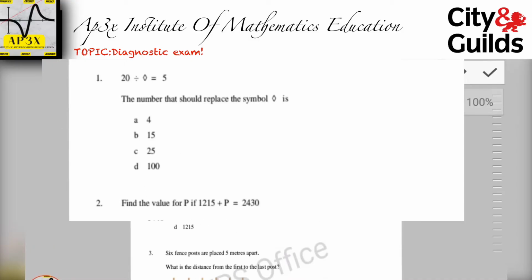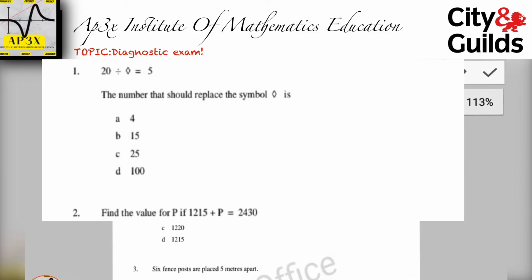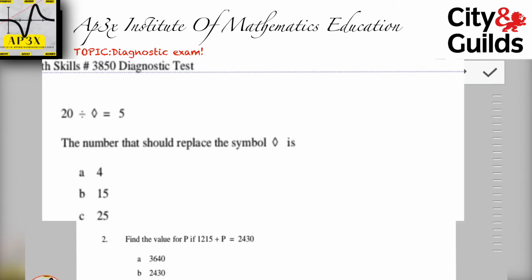So the very first question states 20 divided by, I'm assuming, an unknown variable. They're using a diamond shape to represent the variable, in the same way in algebra you would use an x or a y to represent an unknown variable. So 20 divided by some number is equal to 5. Just looking at it, we'll know that the answer is in fact 4.